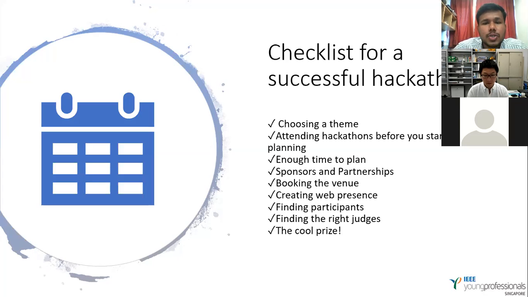And the second thing is you should have at least one or two members in your team who have already attended hackathons before you start planning. And the third thing, you should have enough time for planning. If you want to organize a hackathon from IEEE, you should start planning at least 2 months before. You need a minimum of 2 months, and a maximum of 6 months should be more than enough.